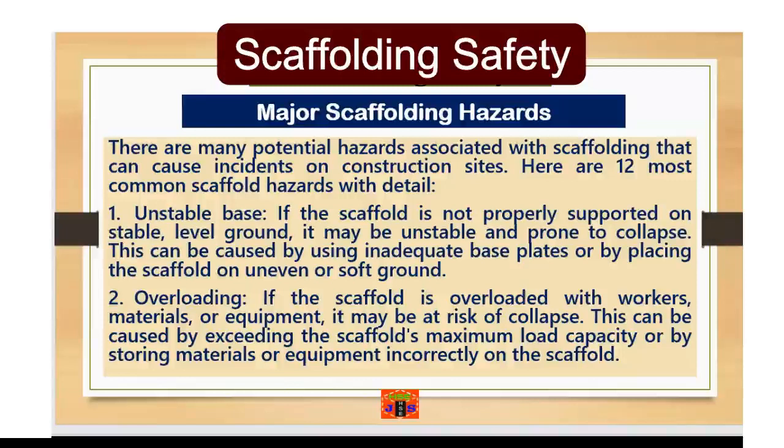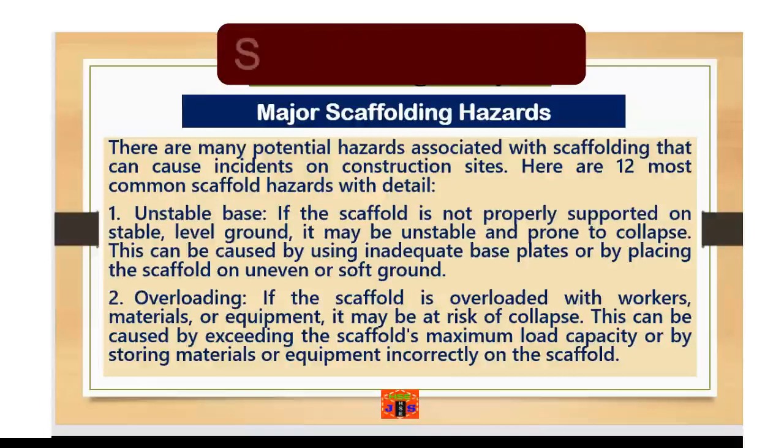Number 1, unstable base. If the scaffold is not properly supported on stable, level ground, it may be unstable and prone to collapse. This can be caused by using inadequate base plates or by placing the scaffold on uneven or soft ground. By the way, most scaffolding collapse incidents occur because of an unstable base.